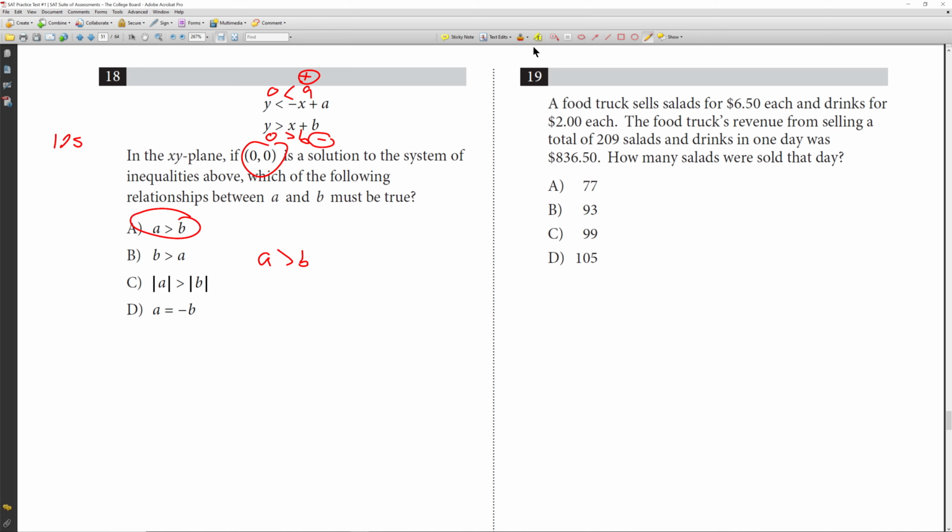A small passage, skip to the end. How many salads were sold that day? Okay, so it seems like we're selling food. Let's keep that in mind as we go through the question.